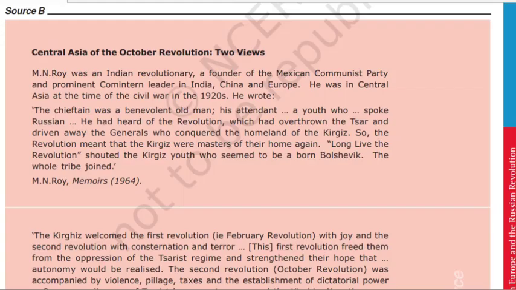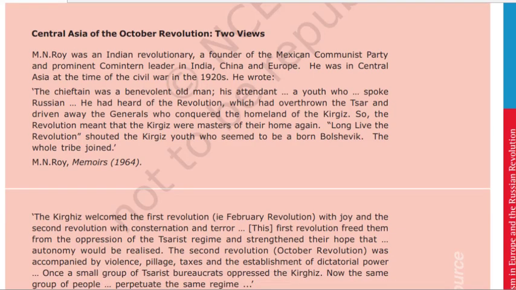Source B. Central Asia and the October Revolution, two views. M.N. Roy was an Indian revolutionary, a founder of the Mexican Communist Party and prominent Comintern leader in India, China and Europe. He was in Central Asia at the time of the civil war in the 1920s. He wrote: The chieftain was a benevolent old man, his attendant a youth who spoke Russian. He had heard of the revolution, which had overthrown the Tsar and driven away the generals who conquered the homeland of the Kyrgyz. So, the revolution meant that the Kyrgyz were masters of their home again.